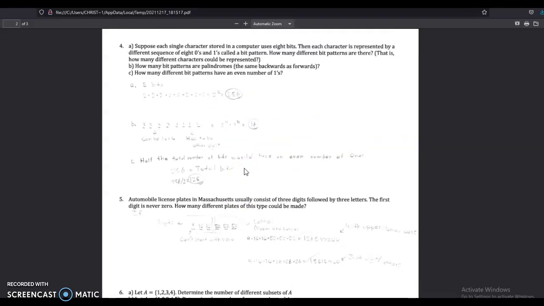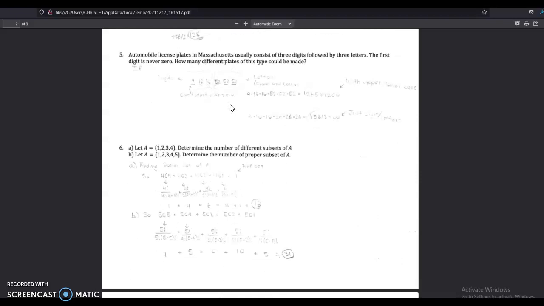And the last one reads, how many different bit patterns have an even number of ones? So half the bit patterns would have to have an even number of 1s, obviously. From the first question, we got a total of 256 bit patterns. So divide that by 2, and you get the ones with an even number of ones. So 256 divided by 2 is equal to 128. Moving on to question 5.